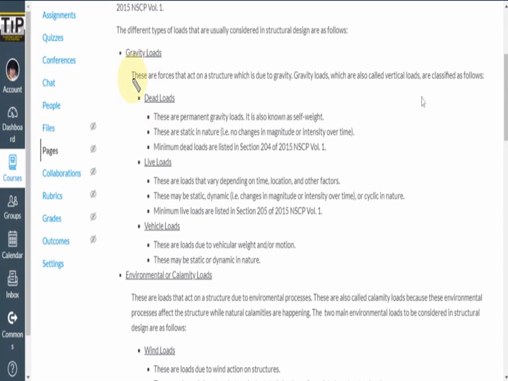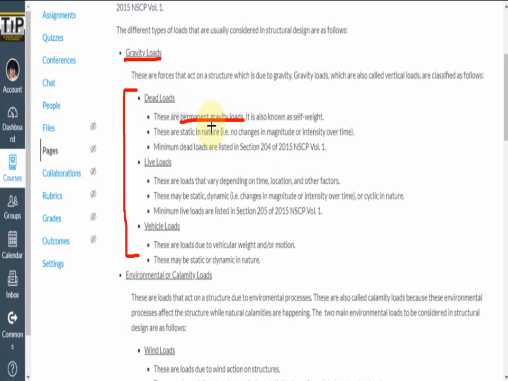Okay. So what are the sub-classifications of gravity loads? We have the dead loads, live loads, and vehicle loads. So for dead loads, these are permanent gravity loads. So they will not change their location or magnitude.